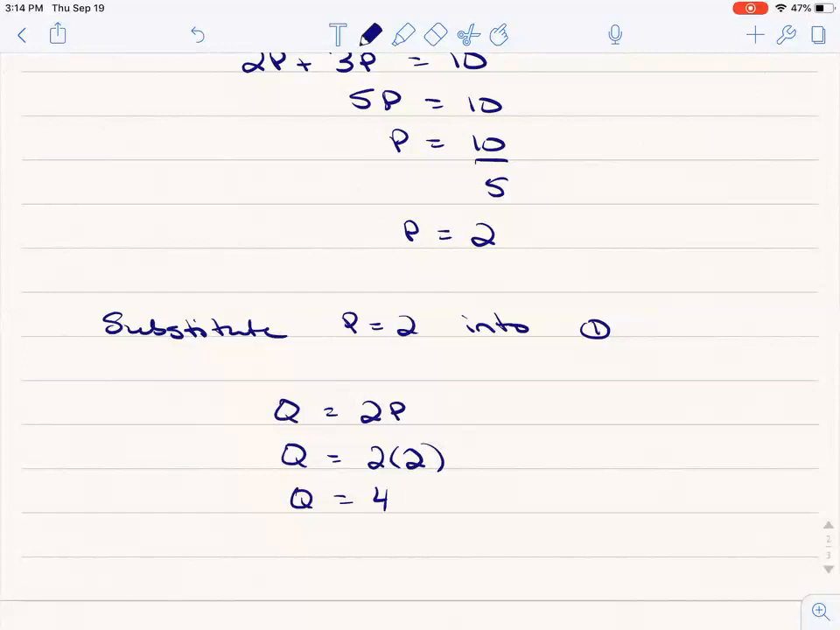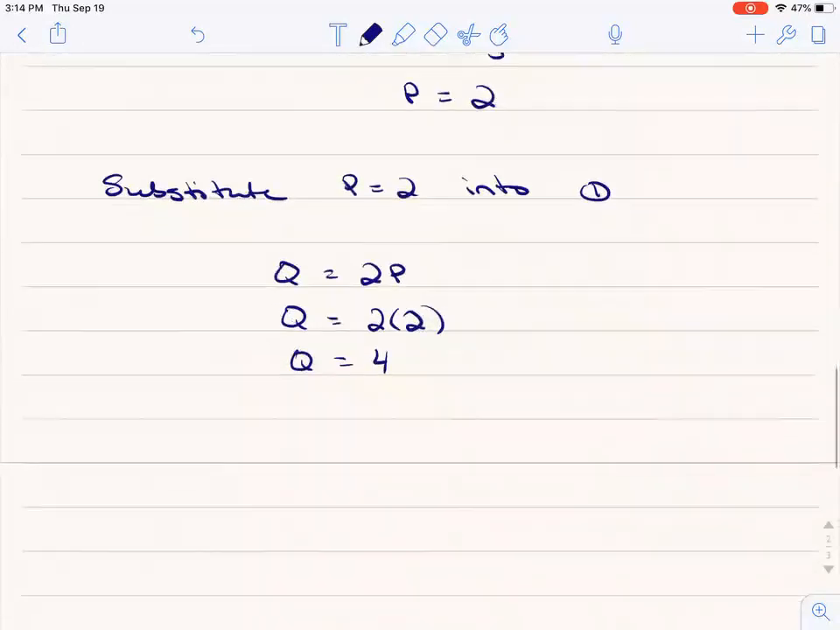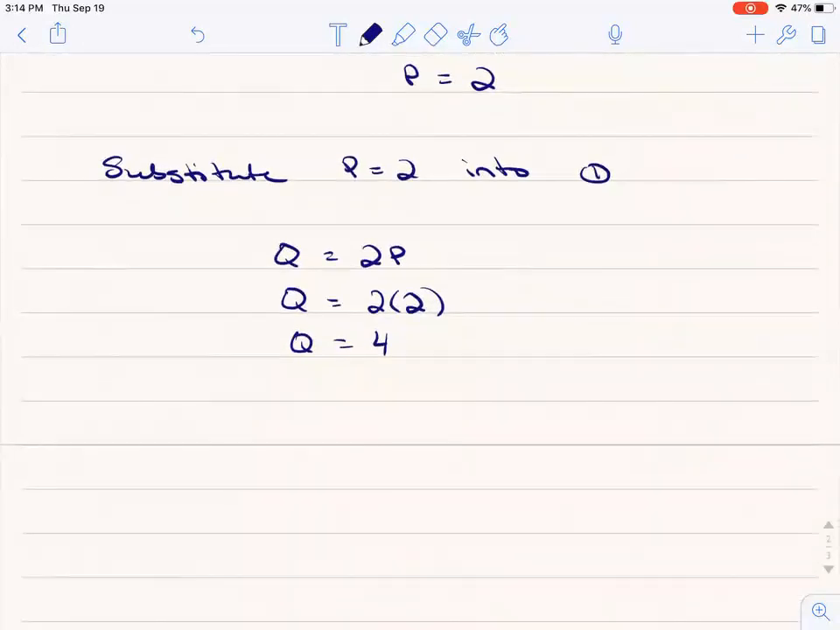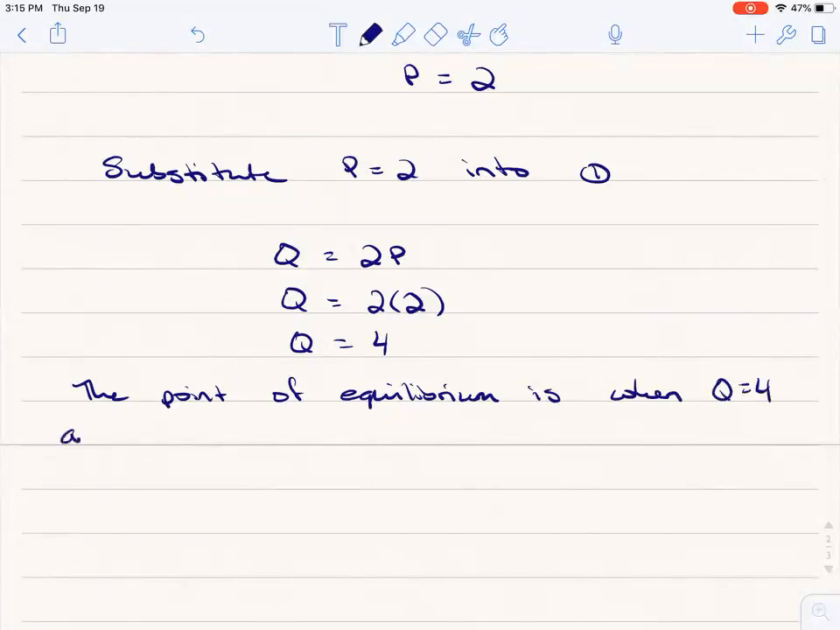Right? For whatever object, we don't know. So the point of equilibrium is when Q is 4 and P is 2.